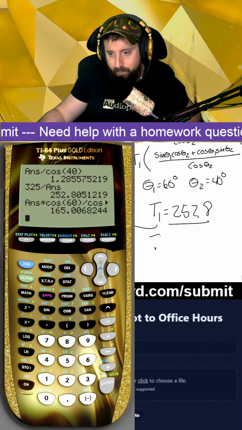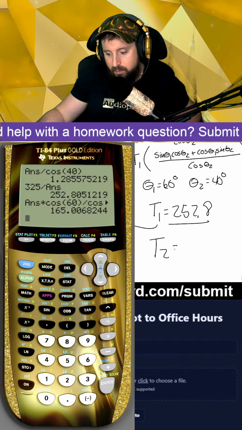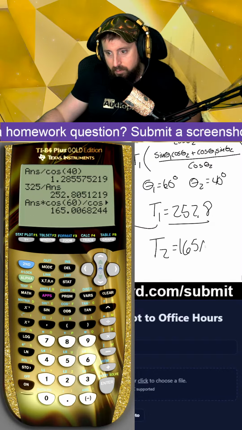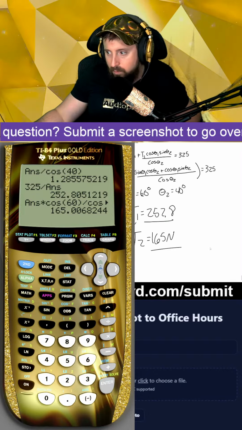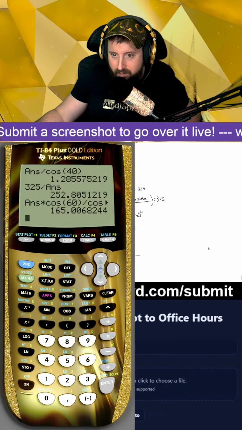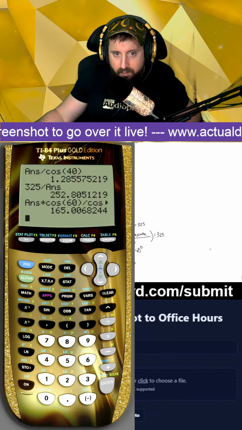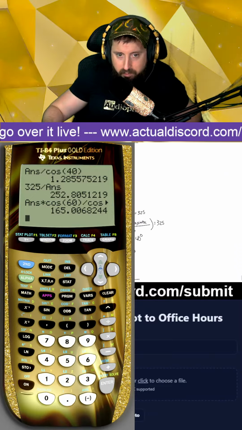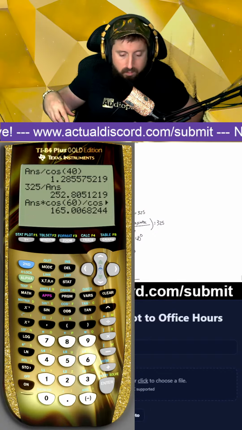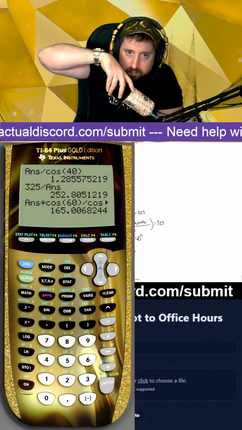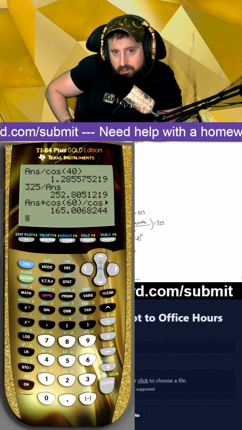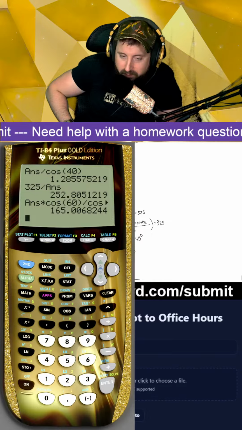So then T2 is equal to 165 newtons. Cool. And I think that's it. And then T3 is already equal to 325. Cool. Did that make sense? Dead girl walking? We agree? Fembox says we agree.